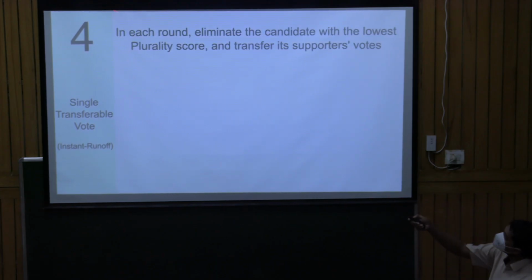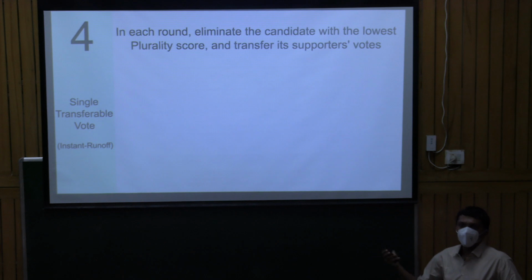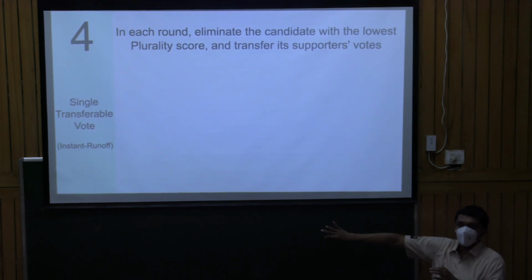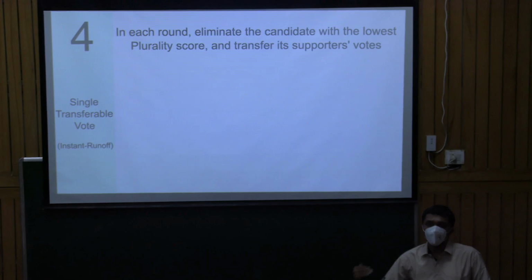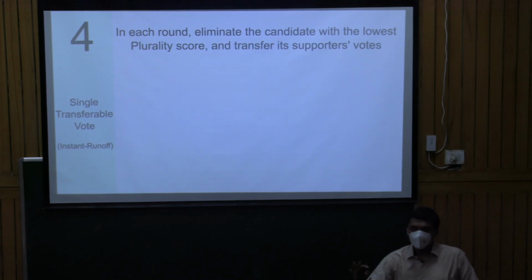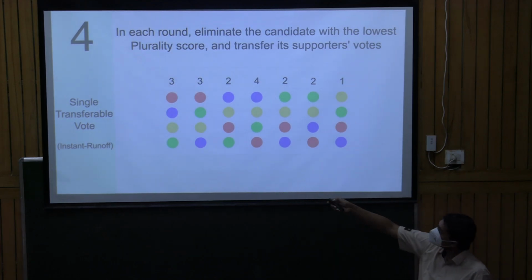In each round, it's going to eliminate the candidate with the lowest plurality score, the candidate that features in first place the fewest number of times. It's going to knock that out. And it's going to transfer the support of the knocked out candidate to the next place candidate in those voters' lists. Let's see what that means. Suppose I'm given an input like this. Again, these numbers are how many voters have that ranking.